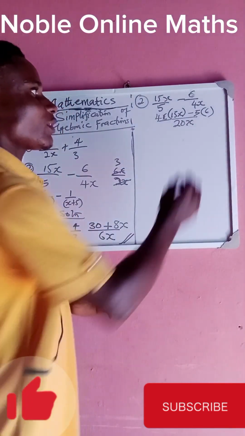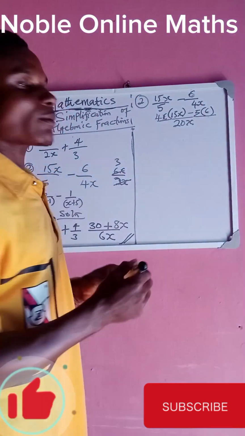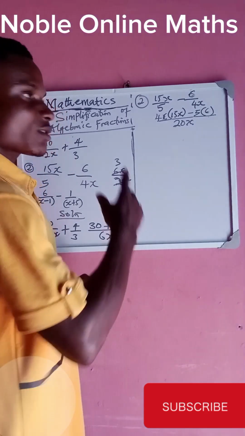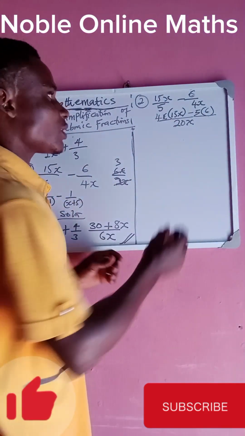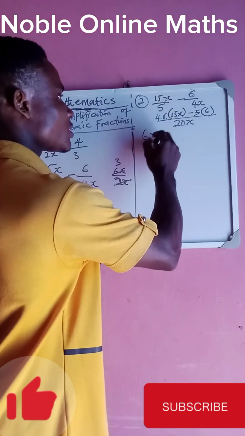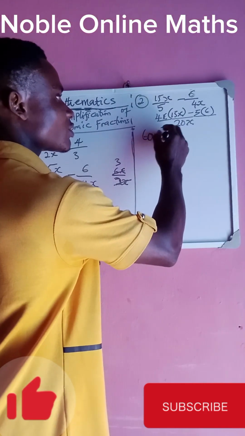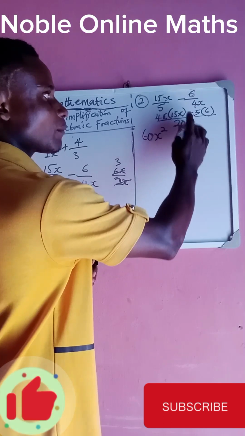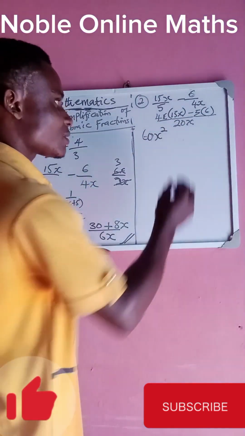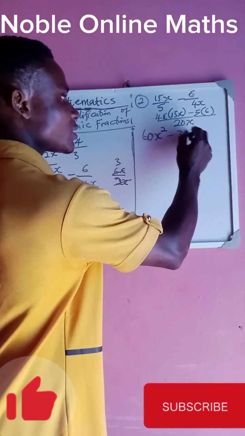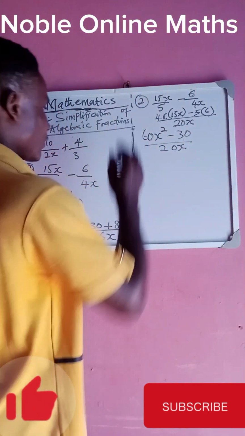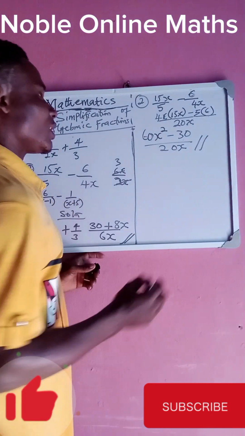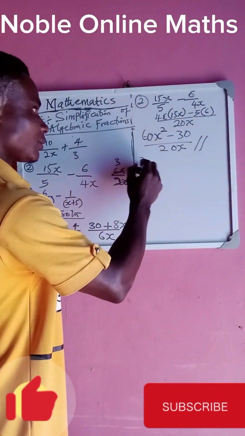So what do we have here now? We have to simplify the numerator. Simplifying the numerator, 4x multiplied by 15x, we have 60x raised to power 2. Then minus 5 times 6, we have minus 30 all over 20x. This becomes our answer. Then we go back to number 3.